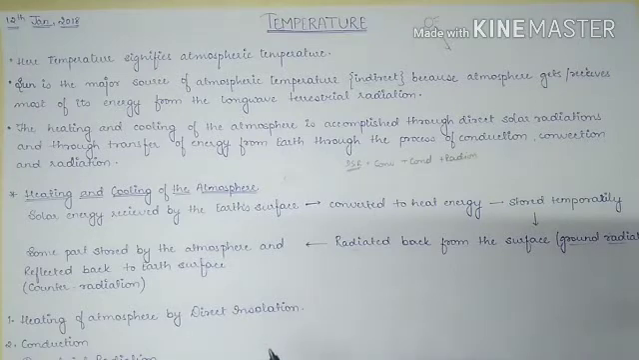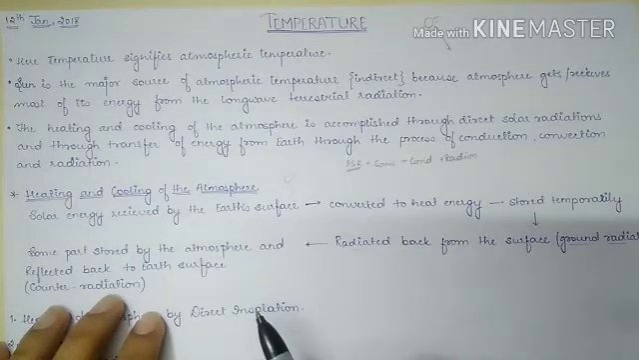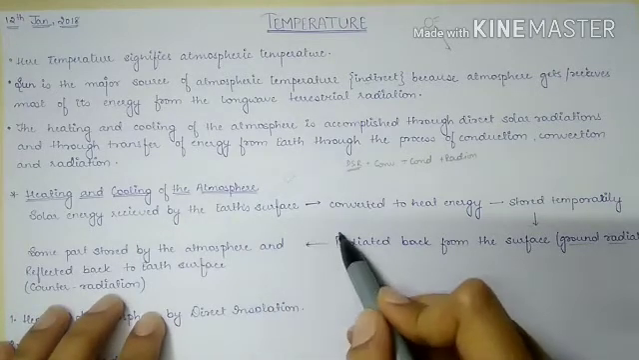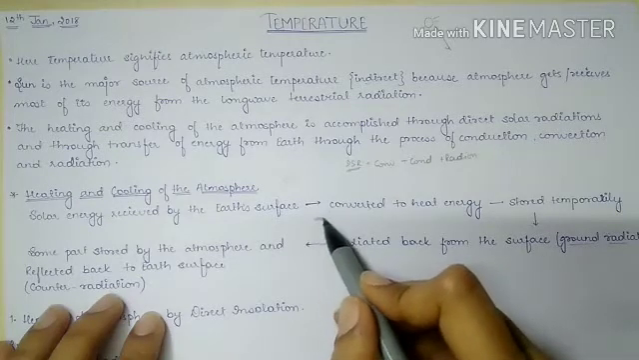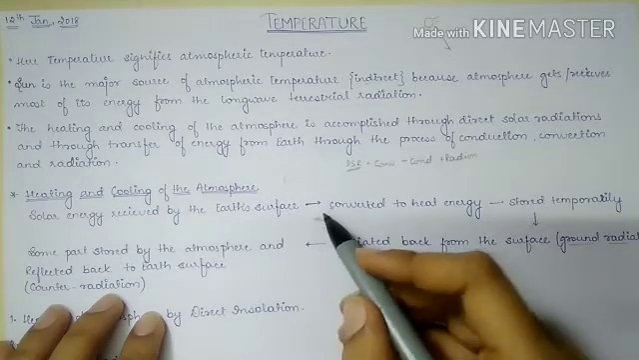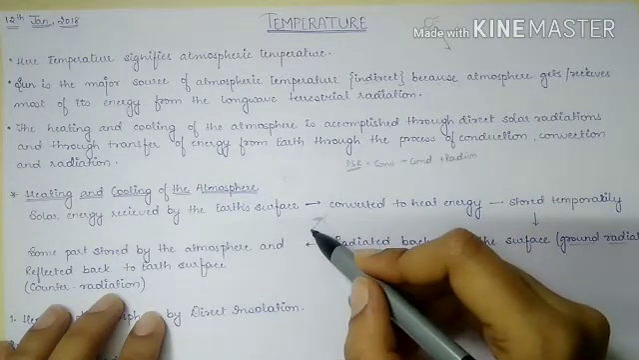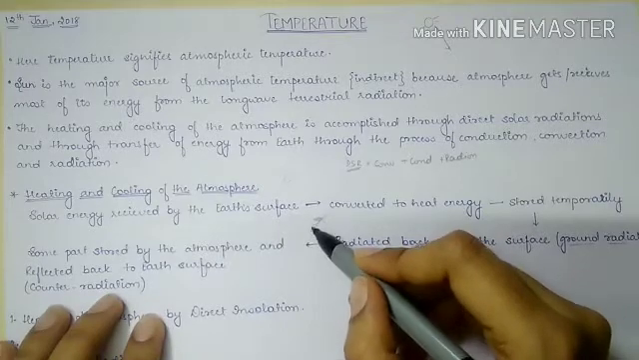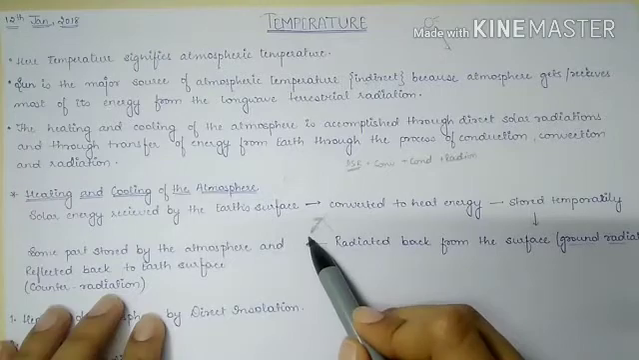There are various greenhouse gases like carbon dioxide, water vapor, etc. They store this energy and reflect it back to the earth's surface. So the radiated energy does not escape; some part of it is stored, and this stored energy is again reflected back to the earth's surface. This radiation which is reflected back to the earth's surface is known as counter radiation.